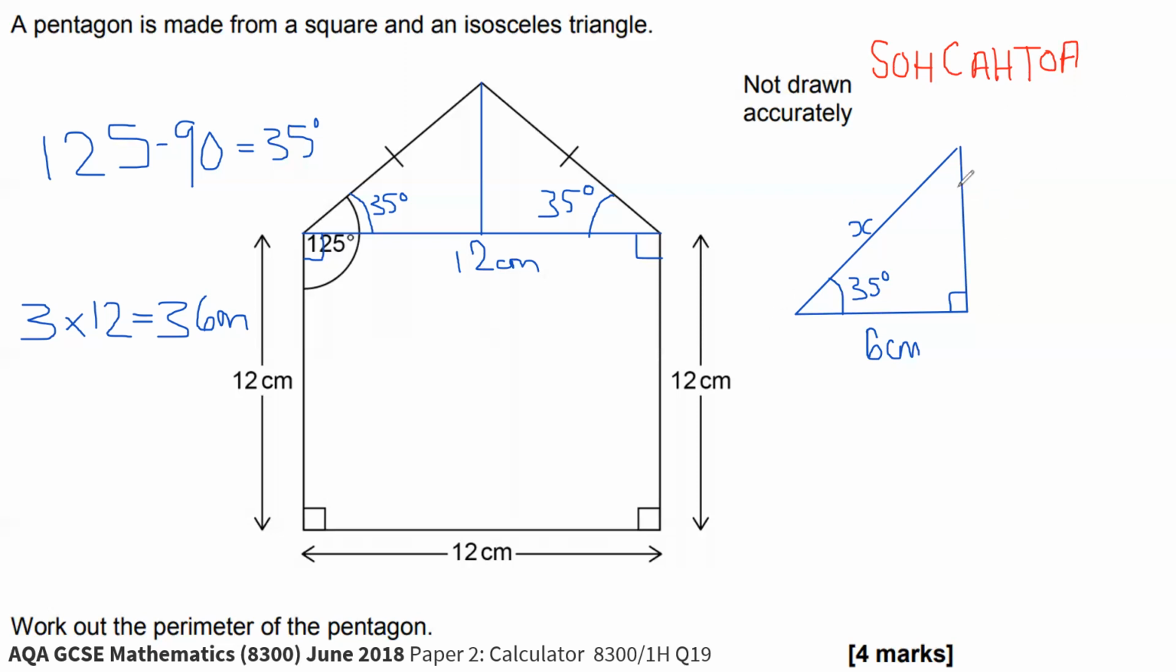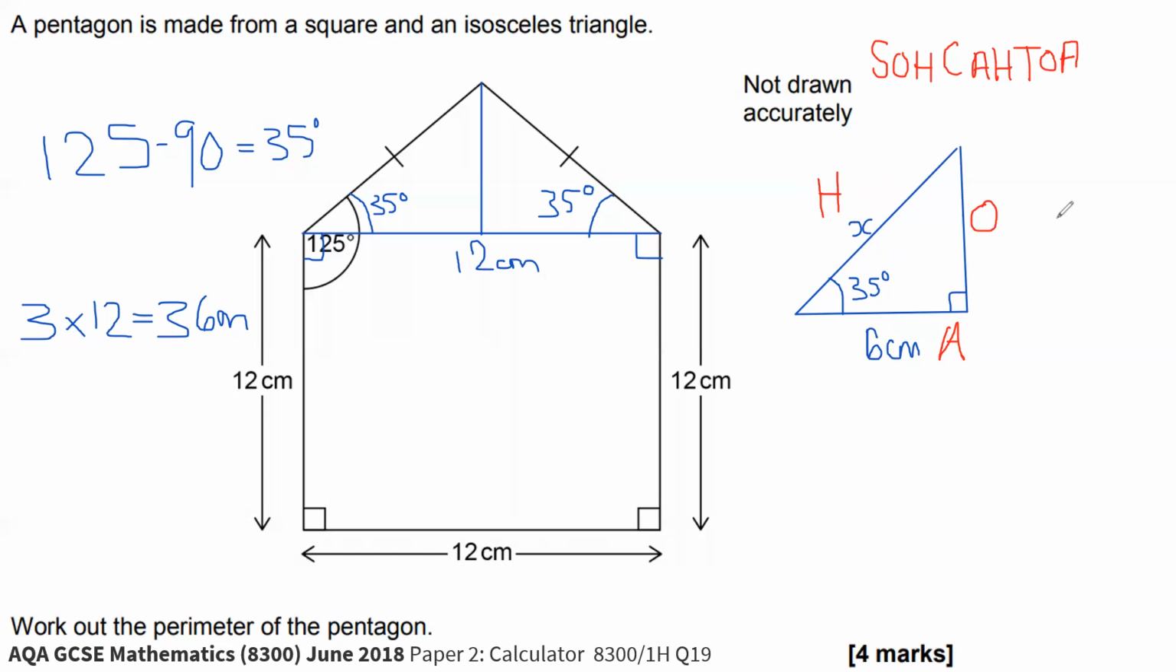And in this case, if we label up the sides, we know that the hypotenuse is always the side that's opposite the right angle. And then we've got this angle here. So we know that this side is the one that's opposite it, and this is the side that is adjacent to the angle.